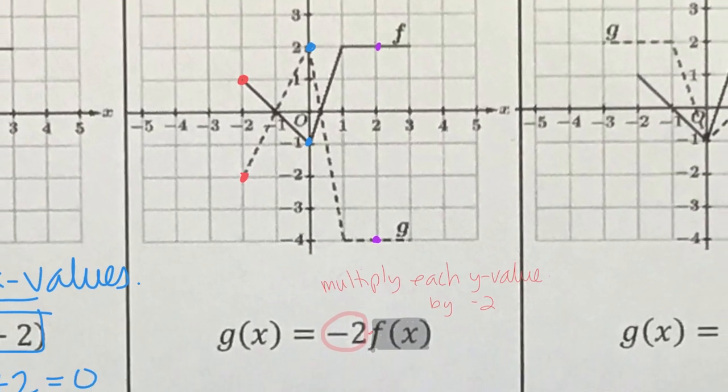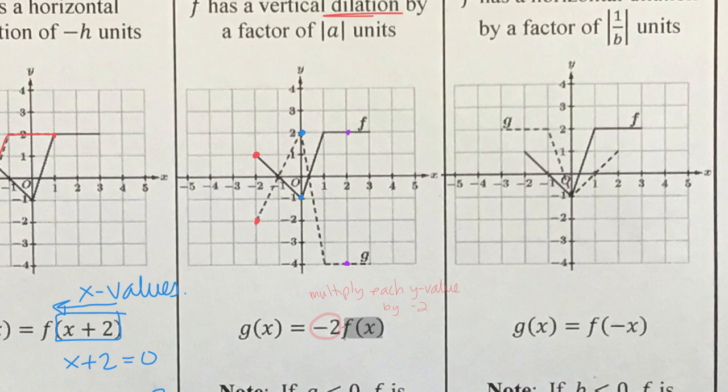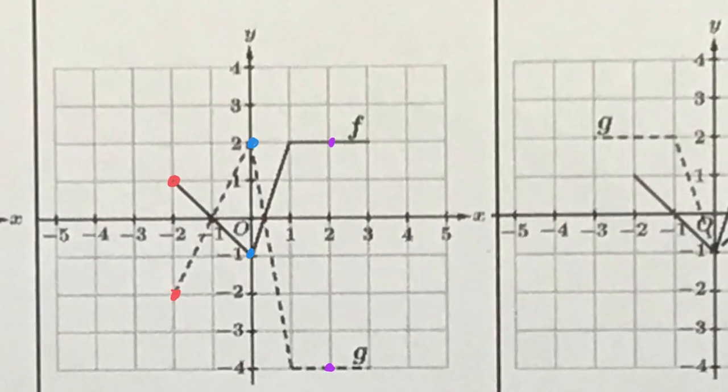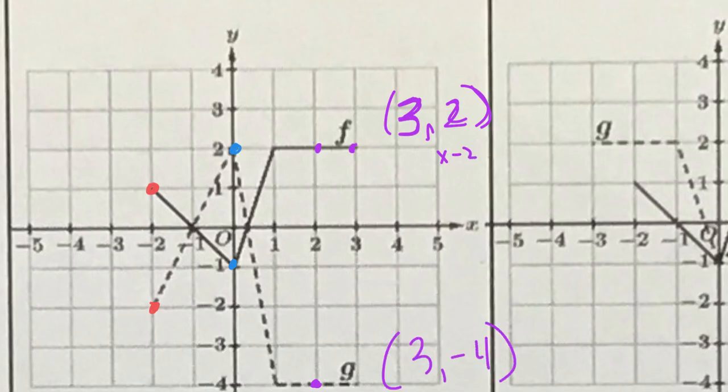Okay, so if it just has an f of x, that's telling you to change the y values only. The x coordinates don't change. The y values get multiplied by negative 2. So if we want to look at it as a point, here we have this point. This is the coordinate 3, 2. Right, if I were to multiply the y value by negative 2, it ends up at 3, negative 4. Right, the x coordinate is not affected. Only the y value has changed.